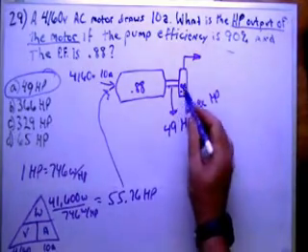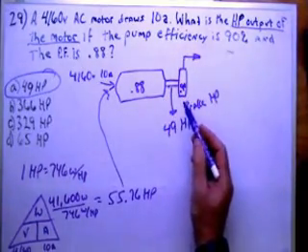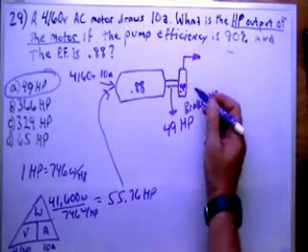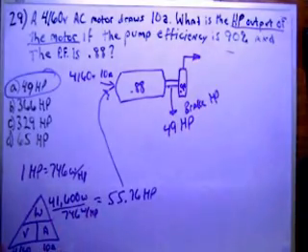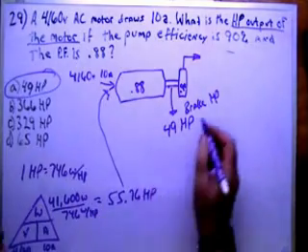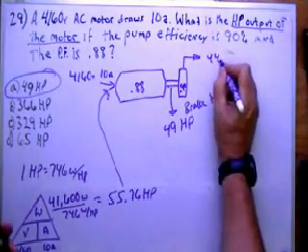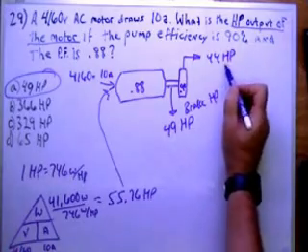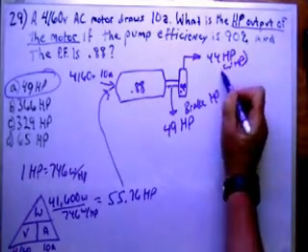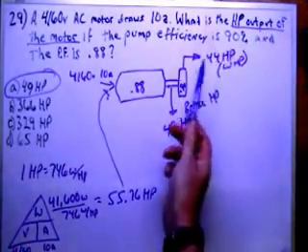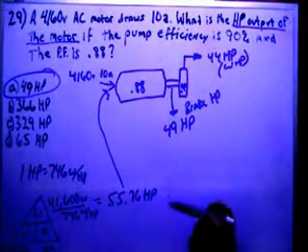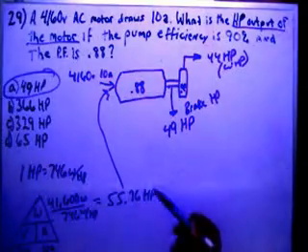You want to keep an eye on the wordings of these problems, because naturally you want to keep going and go 49 times 0.9. That's going to give you 44 horsepower. Water horsepower. However, that's not what they want, and they might have that 44 horsepower in here for you to pick. I didn't put it in there, but usually I do.